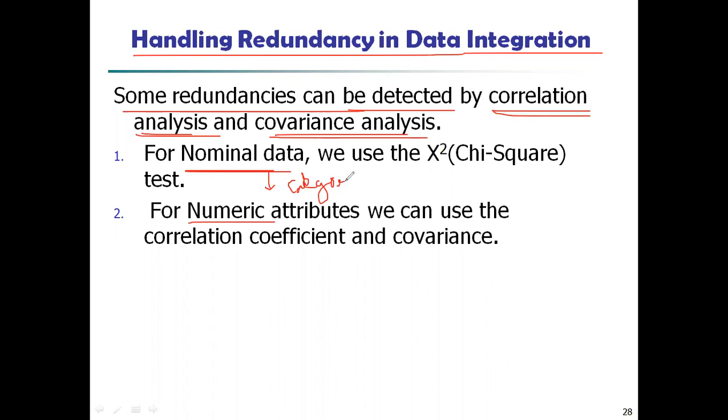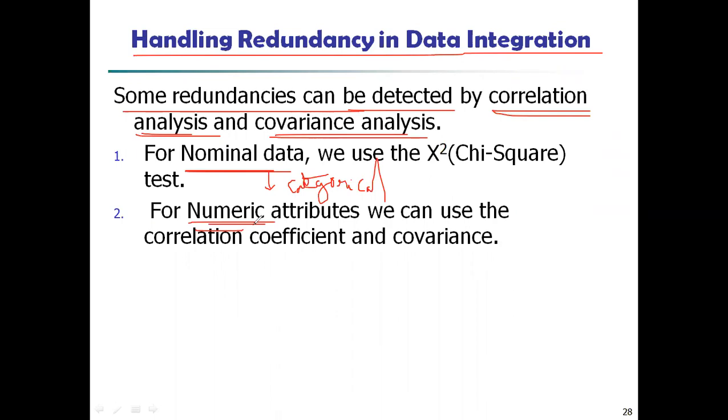What is numeric data? Numeric data is just the representation of data in the form of numbers or real numbers. Integer values or float values come under numeric attributes and numeric data.